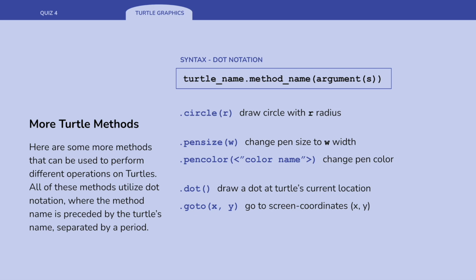Finally, down here I have two more. Well, I have dot dot, which is kind of a funny one to say. And this method does not take any arguments, and it will draw a dot at whatever the turtle's current location is. Finally, I have dot goto, which takes two arguments, an x coordinate and a y coordinate, and this will move the turtle to that point on the screen.